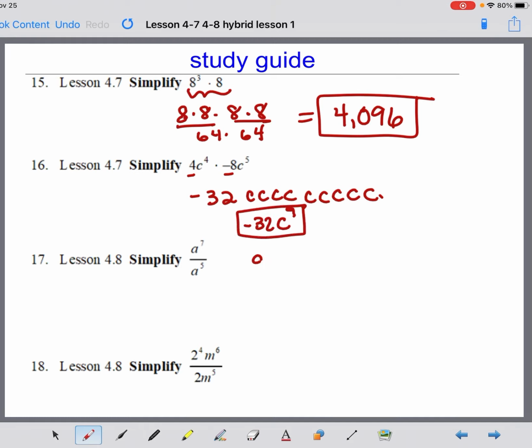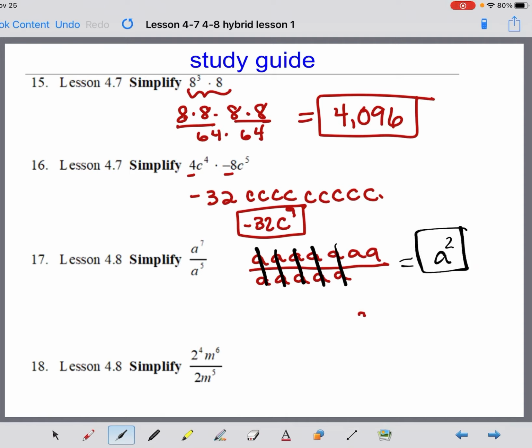The next one, there are 7 a's in the numerator, and there are 5 a's in the denominator. Then when I divide, they equal 1 or cancel out. What's remaining is just 2 a's, or a times a is a to the 2nd power.